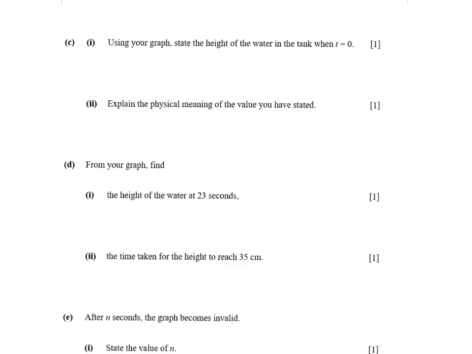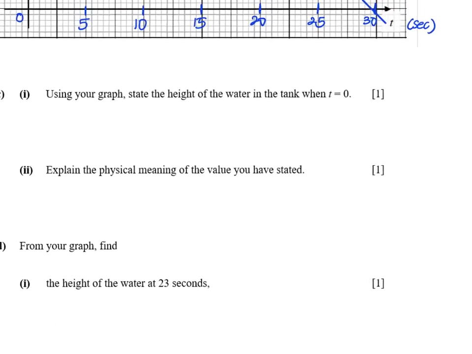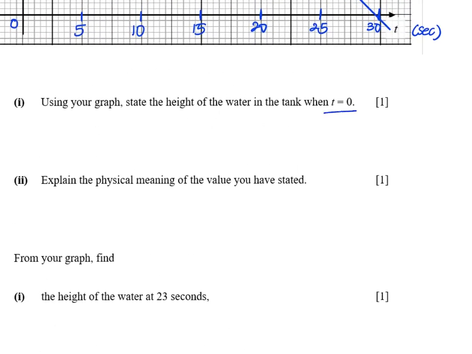Okay, for this part of the graph down here, we have question C. It says, using your graph, state the height of the water in the tank when t is equals to 0. So in this case, it tells me that t is equals to 0. So when time t is 0, actually when it comes to time, there's one word that you actually need to know. This one is called the initial. Okay, initial starting time, the initial height, or initial something. When it's at the initial means when the time hasn't even started. So that is when time is t equals to 0.